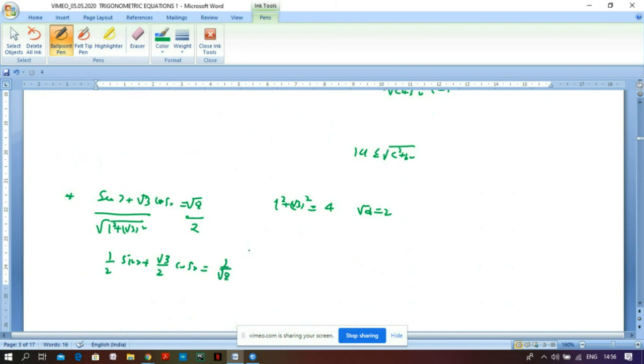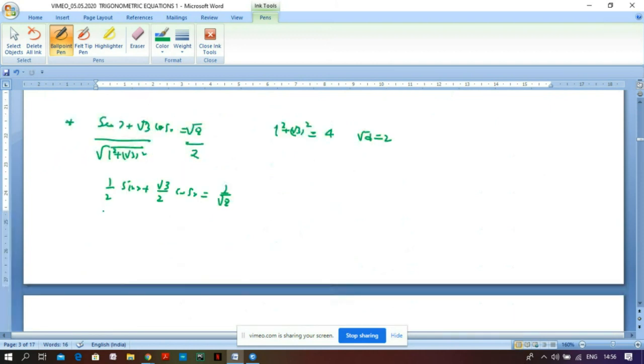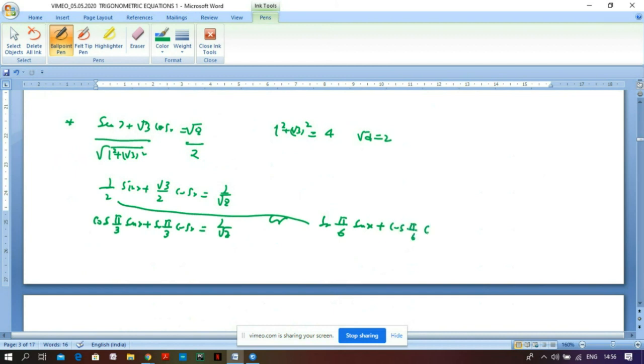Now, one word of advice: I can write this as either cos, this is half, so cos 60. So I can write cos pi by 3 sine x, and then I have to write here, I cannot change, already have made my mind, so sine 60, sine pi over 3 cos x is 1 by root 2. Or I can write this in terms of sine: sine pi over 6 (30 degrees) and sine x, plus cos pi over 6 and cos x equal to 1 over root 2.